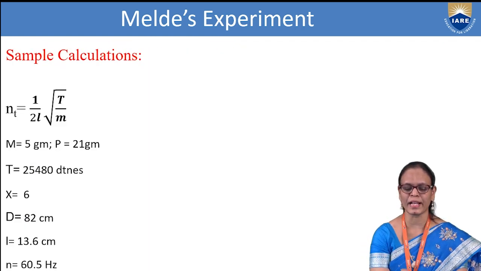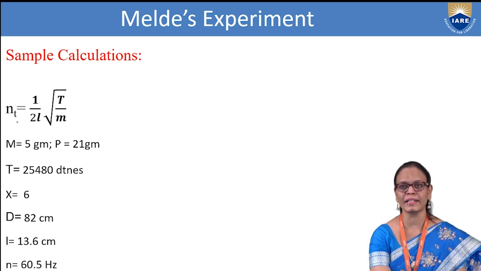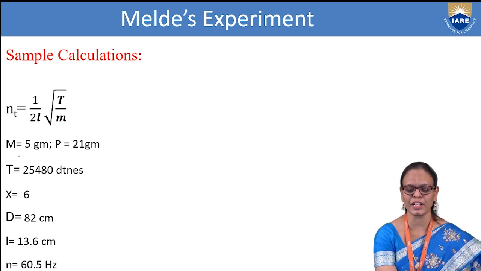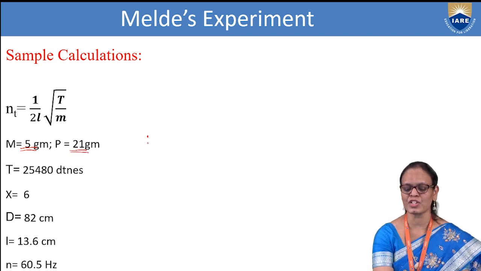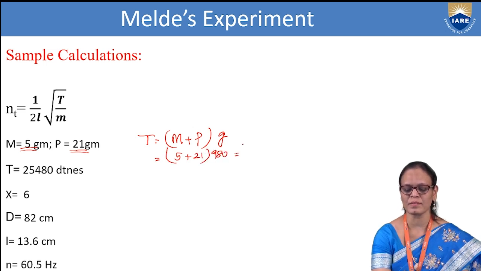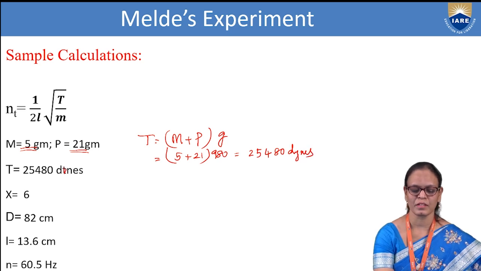So how are we going to do the calculations? I'll just show you one sample calculation. Here the formula is NT is equal to 1 by 2L under root T by m. What is the mass we have put initially? 5 grams. The mass of the pan is 21. So we got the tension T as (M plus P) into g. So this is 5 plus 21 into 980. So this is giving us 25480 dynes.